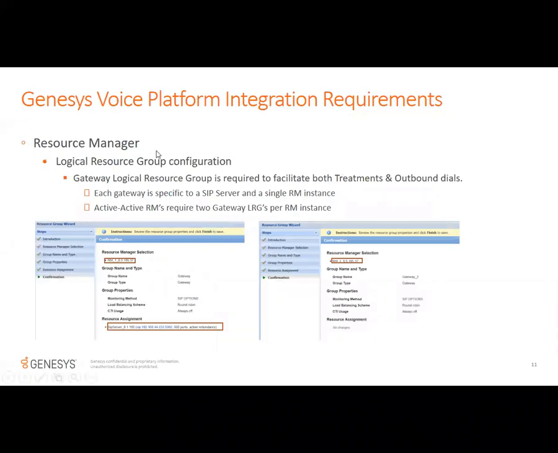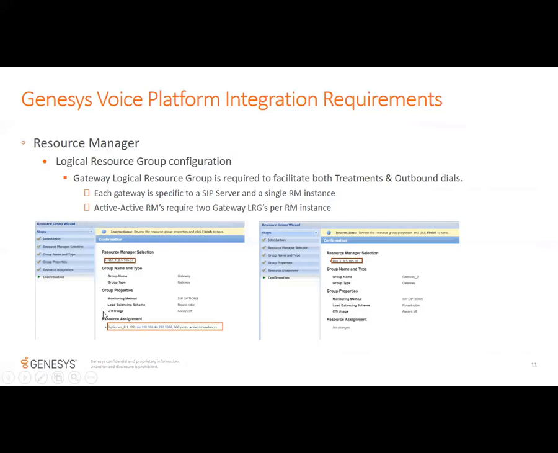The next portion is Resource Manager. So every deployment of virtual hold will require an outbound logical resource group or a gateway logical resource group be created. This is how we facilitate our outbound dials. It's specific to each RM instance. So in the case of my environment, I have active RM, so I must have 2 gateway LRGs that point to both RMs that have SIP server as the resource.